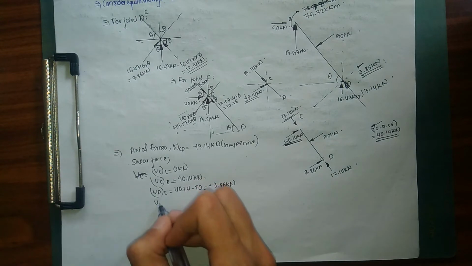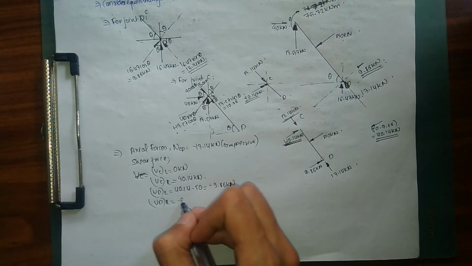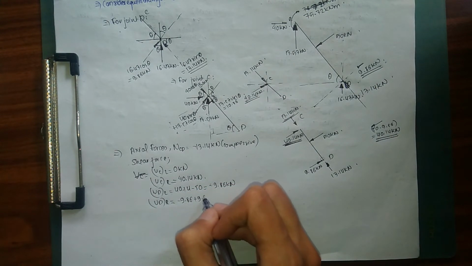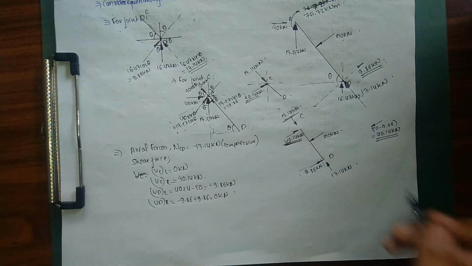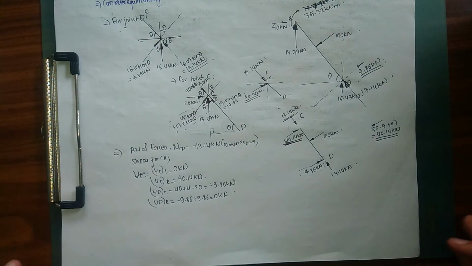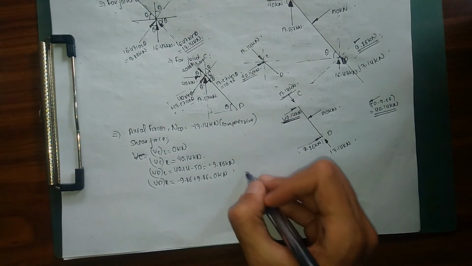And finally at the right of D, we have minus 9.86 plus 9.86, which is 0 kN. Hope you understood this, because we have 9.6 acting vertically upward. So our shear force is complete. So finally we are going to get our bending moment.